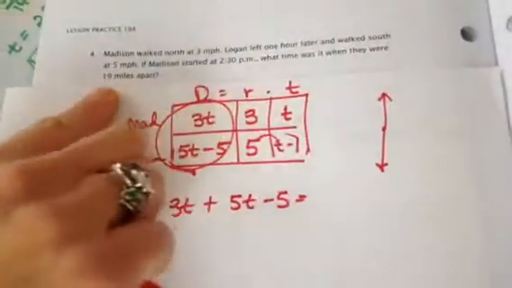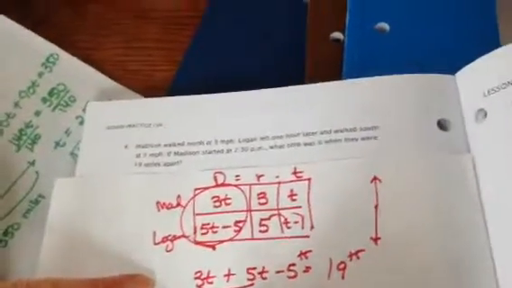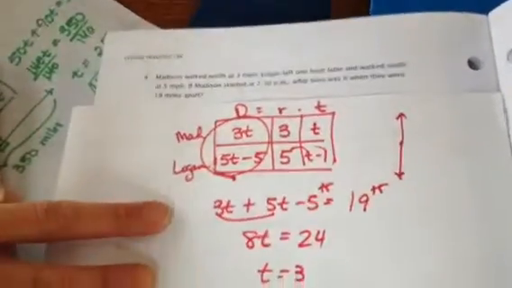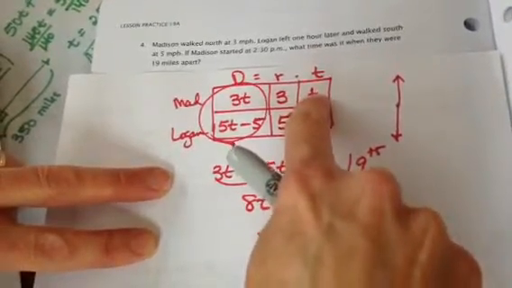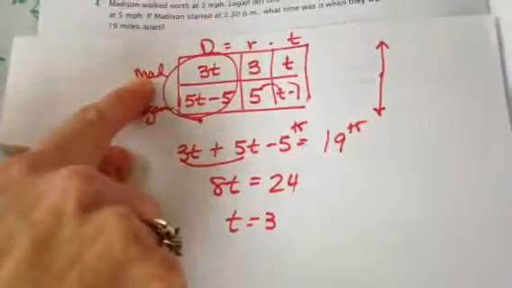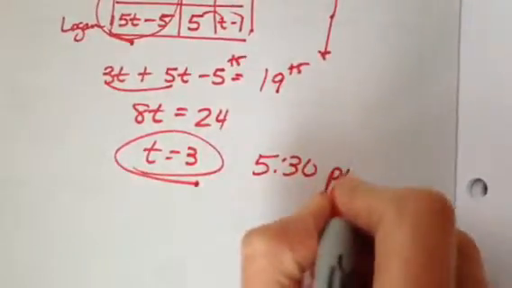equals, how far did they go? 19 miles. This is what, 8t, add 5 to both sides, and we get what, 24, so t equals 3. What does that tell me? Well, that's my t, so I look here. Oh, t is my time. 3 hours is how long Madison walked, okay? You can see that Logan walked 2 hours. It says, what time was it when they were 19 miles apart? Well, if she walked for 3 hours and she left at 2:30, that means it would be 5:30, okay, when they were 19 miles apart.